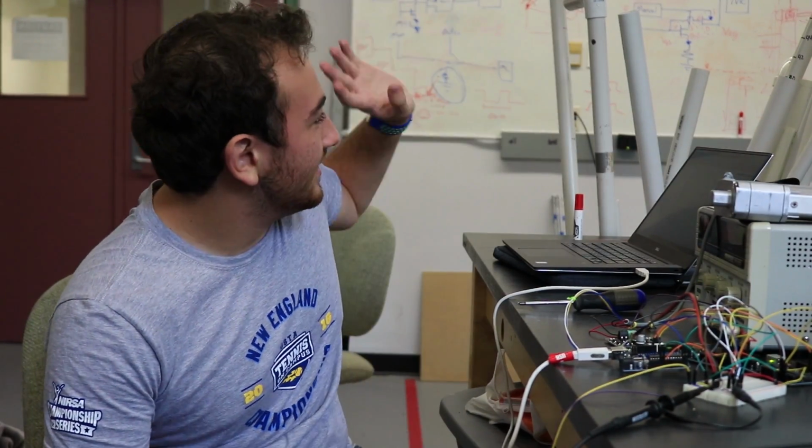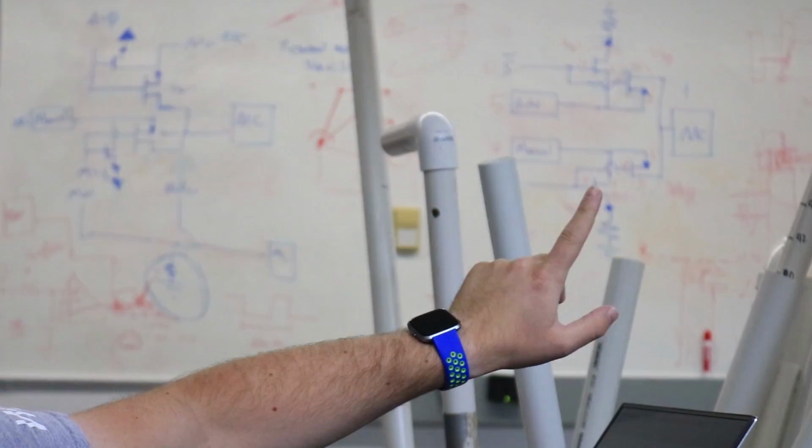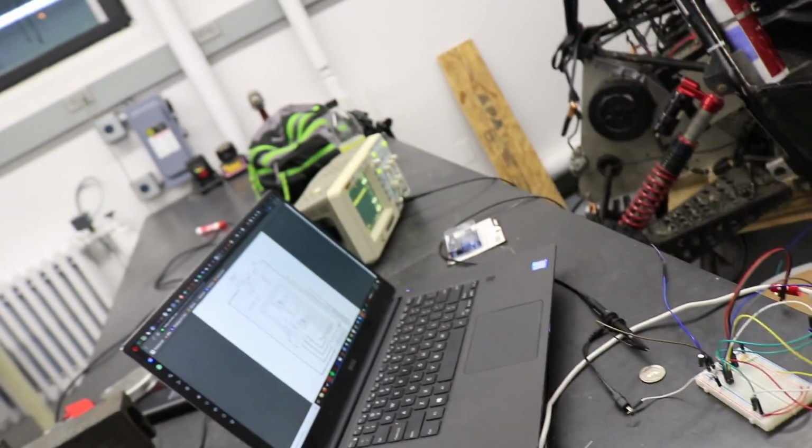Alright, real talk though. So, we tried a couple circuits. They're on the whiteboard. One's in blue, one's in orange. Fun fact, they both failed. We've hit a really big roadblock.